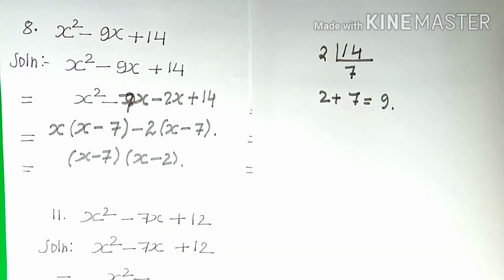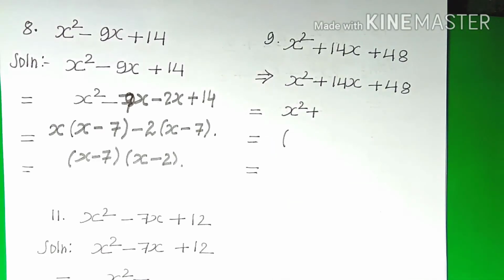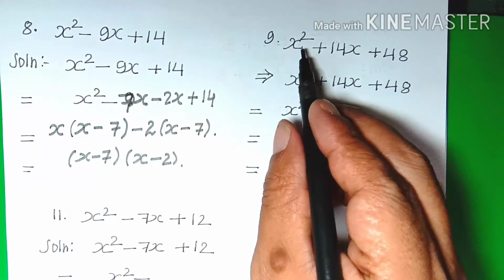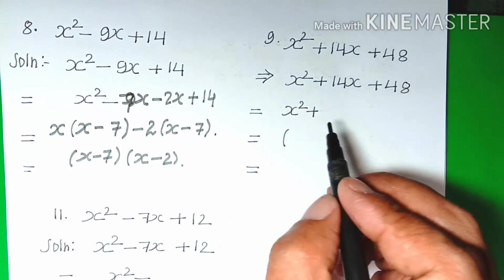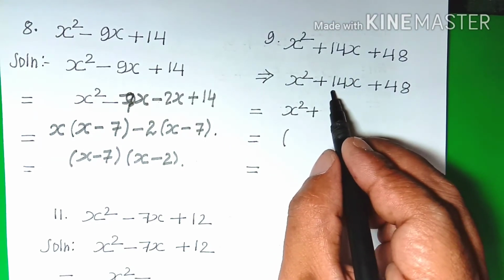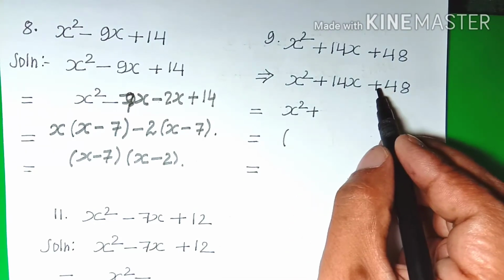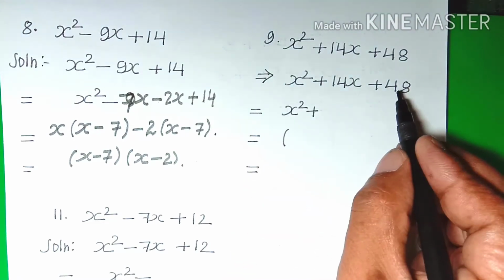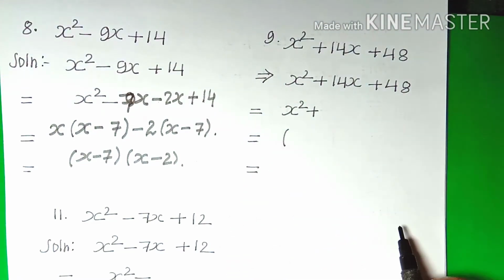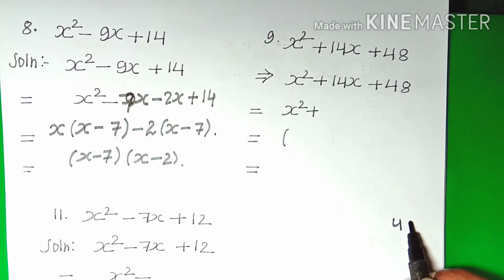Now the next one here, x squared plus 14x plus 48. The middle value here we have is 14. You'll have to get 14 with the help of the plus sign. We can take a trial here. The product of 1 and 48, 1 into 48, which is equal to 48.